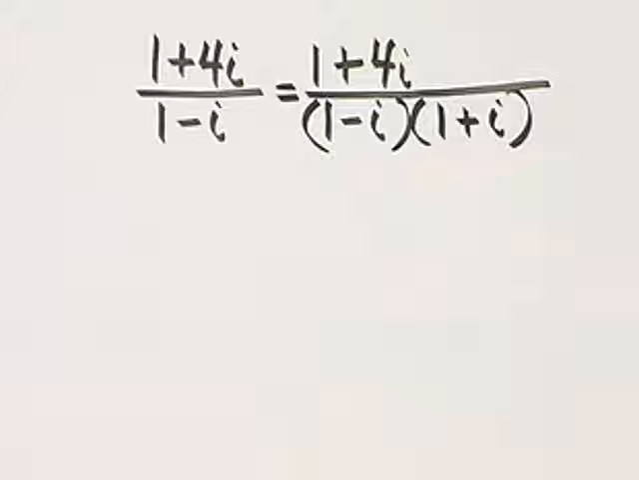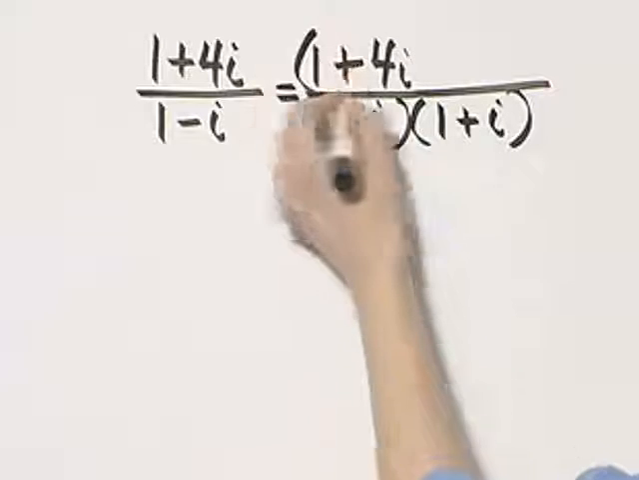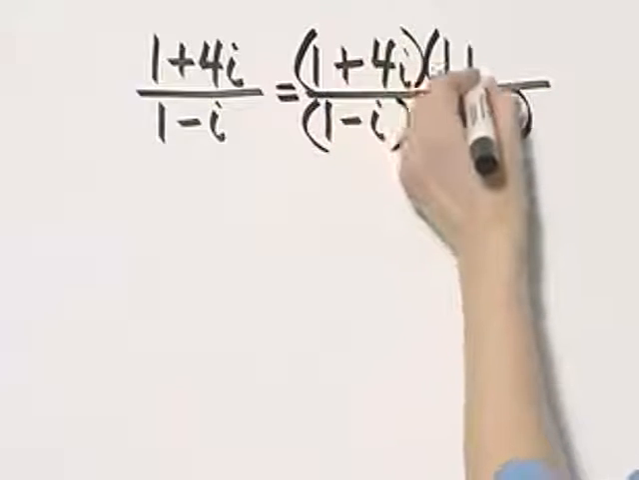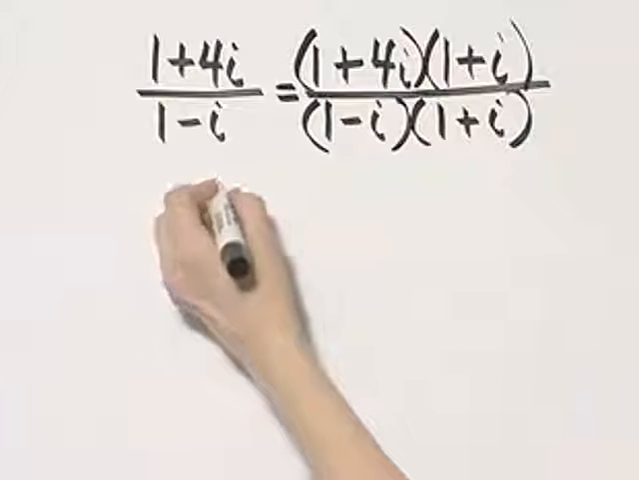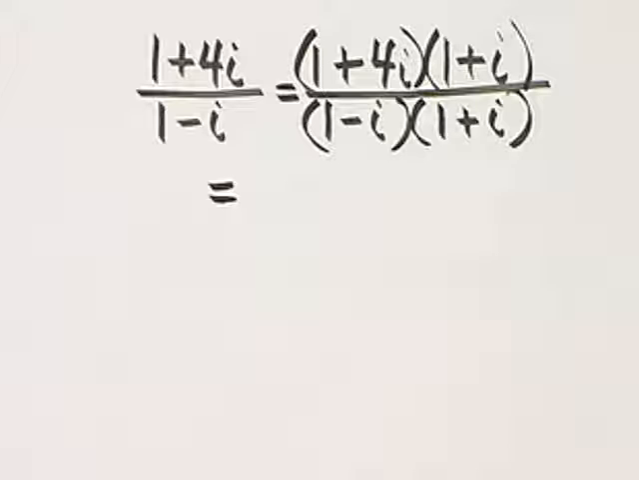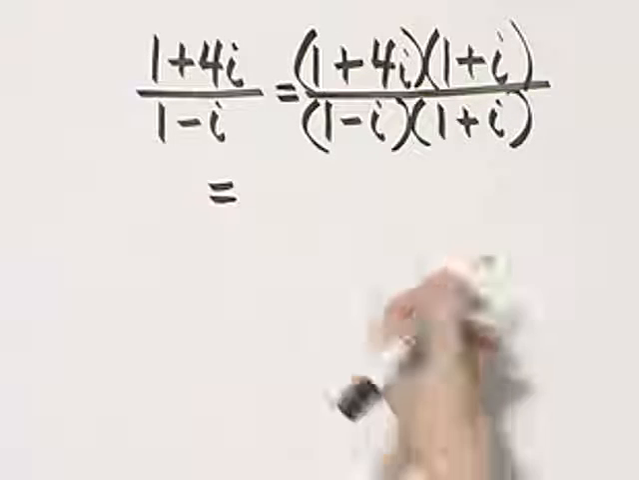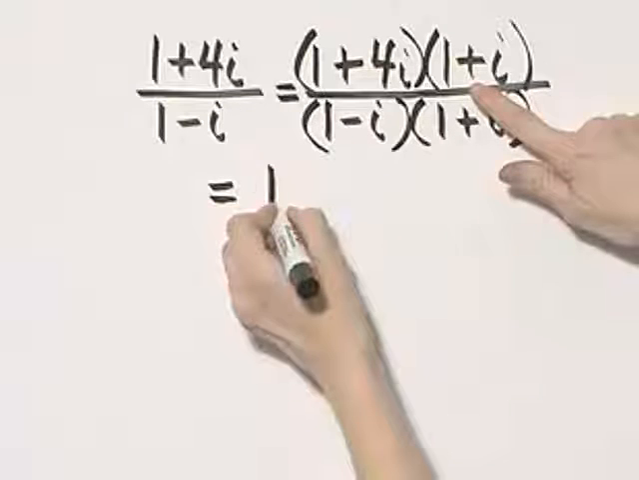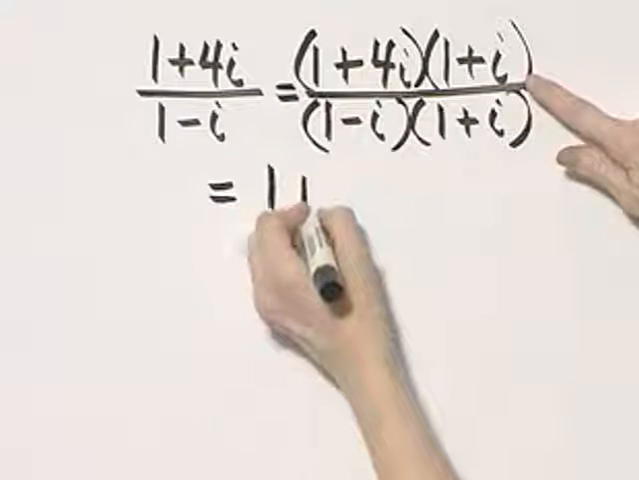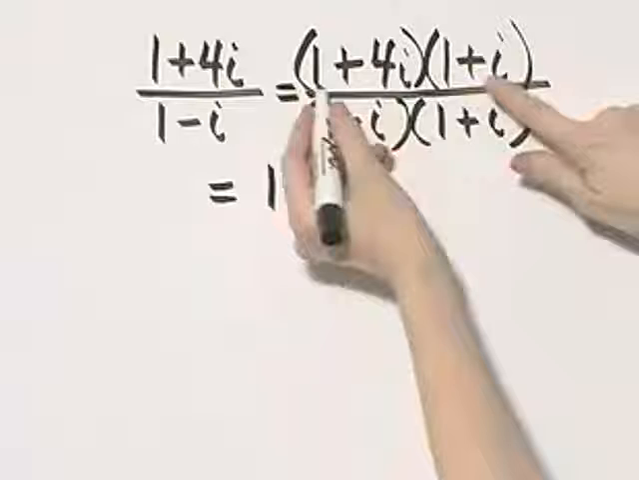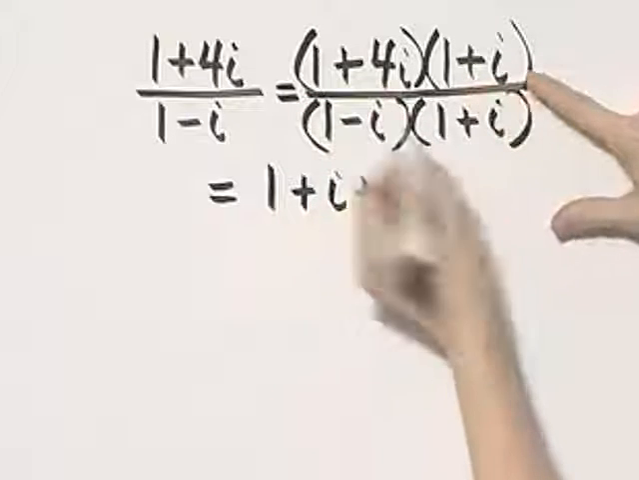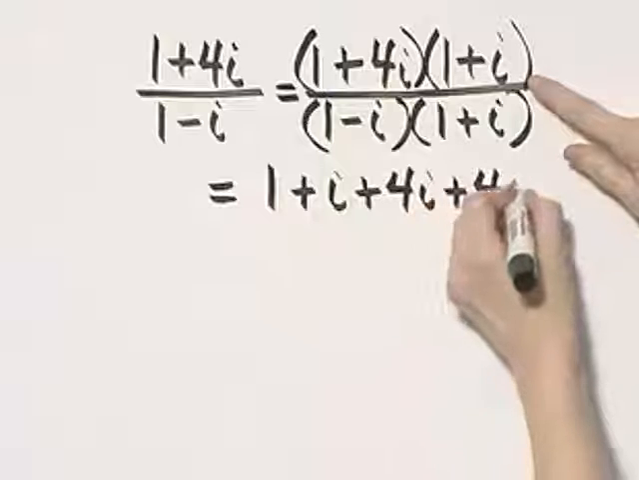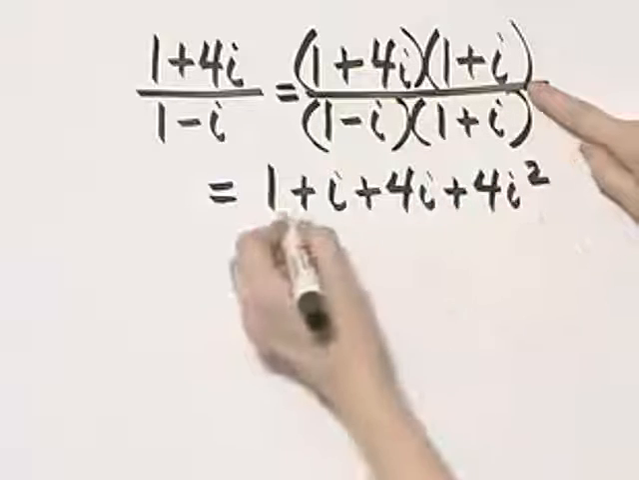And if I multiply the denominator by 1 plus i, I must multiply the numerator by the exact same thing. Now let's see what that does. Let's go ahead and multiply in the numerator and in the denominator. So first times first is 1. Outer product, that's plus i, or 1i. Inner product, that's plus 4i. And last times last, that's plus 4i squared.